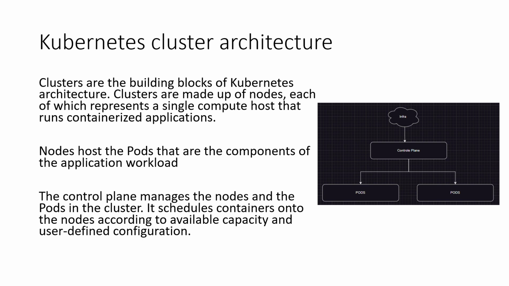Now, clusters are the building blocks of Kubernetes architecture. Clusters are made up with nodes, each of which represents a single compute host that runs containerized application. Very simple. Nodes host the pods. Now, these pods are basically the components in which the workload is being done. So as you can see in this architecture over here, you have the infrastructure, either it is a physical, local, cloud, or on your laptop, doesn't matter.